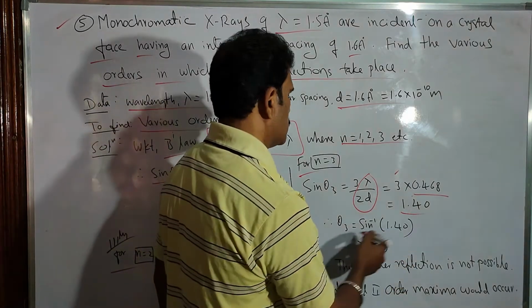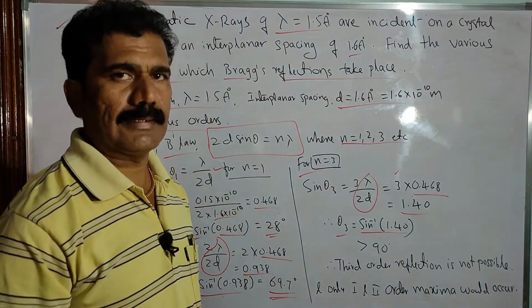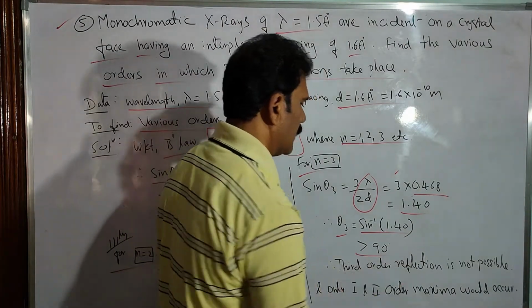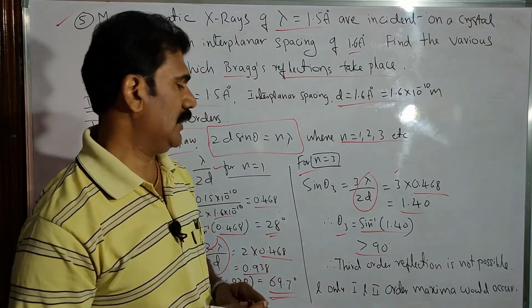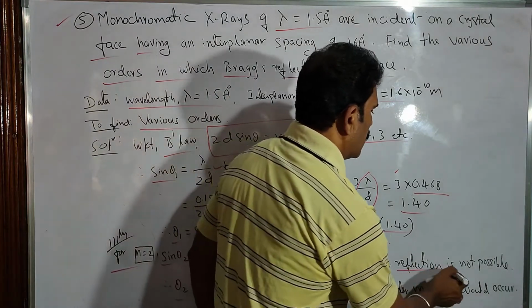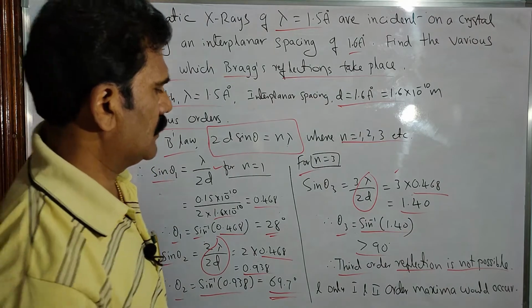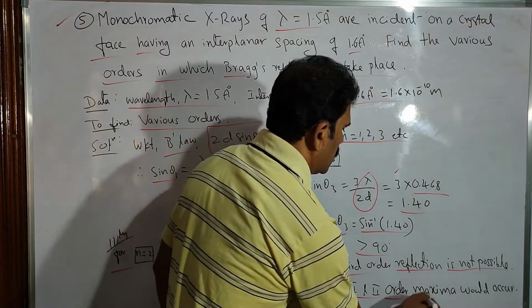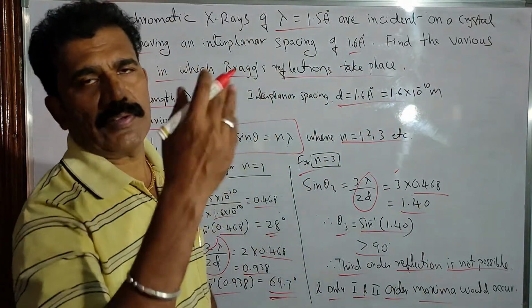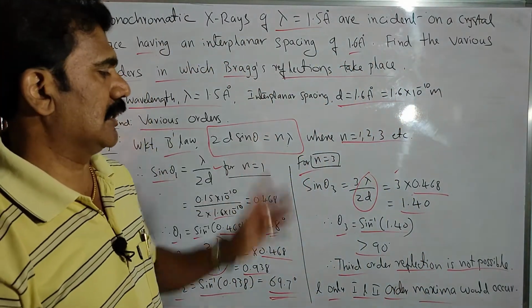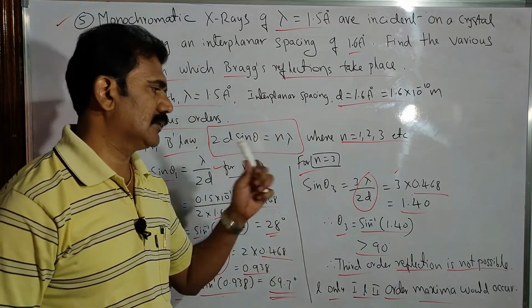Greater than 1 means theta 3, sin inverse of 1.40, will be greater than 90 degrees. Okay, so if it is greater than 90 degrees, this will not come under the Bragg reflection. So third order reflection is not possible in Bragg's conditions. So you can say only first order and second order maxima would occur. Maximum is what? The maximum intensity after reflection by the crystal. So it is possible only for first and second order, not for third order.